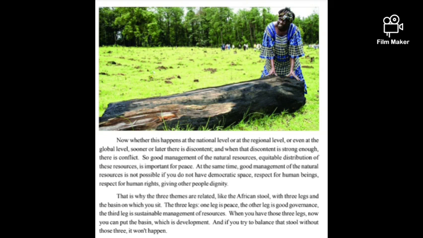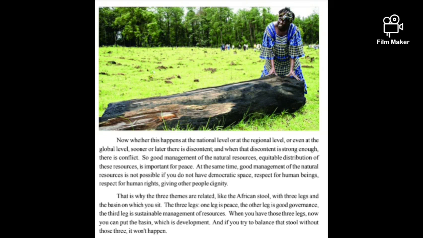See, sir, how beautifully she explained. Once again, you listen, easily you can understand. Seat is development. Three legs are there for the stool. What is the first leg? Peace. First of all, peace should be there in the country. Second one, good governance. Governance means what? People should be protected. Their rights should be protected. Forest should be protected. Environment should be protected. That is called good governance.